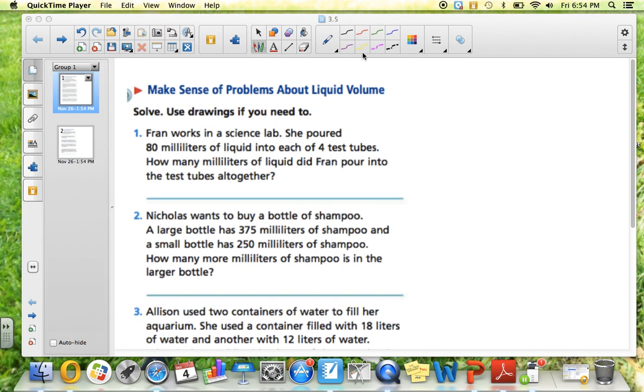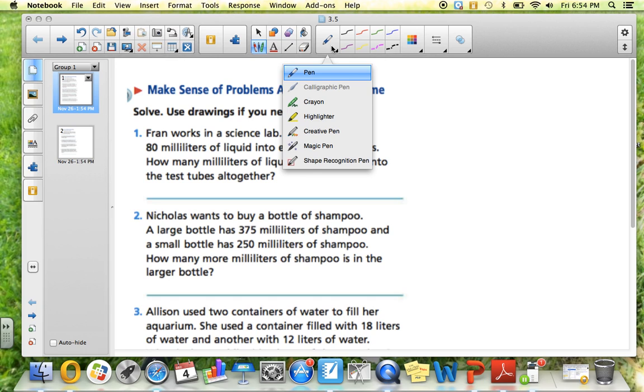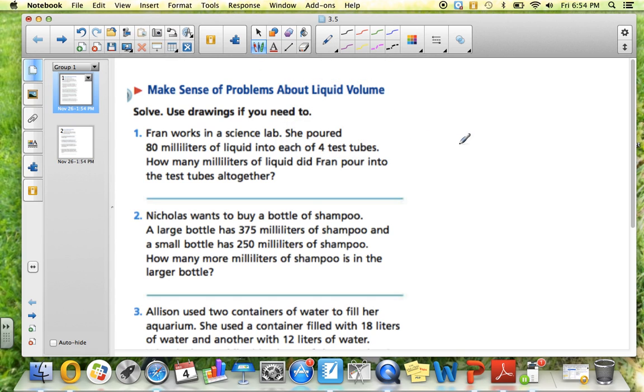Okay, so number one, let me get my pen. Number one says, Fran works in a science lab. She poured 80 milliliters of liquid into each of 4 test tubes. How many milliliters of liquid did Fran pour into the test tubes altogether? So she poured 80 milliliters of liquid into each of 4 test tubes. In order to help me solve this, I could draw a picture. So I'm going to draw 4 test tubes.